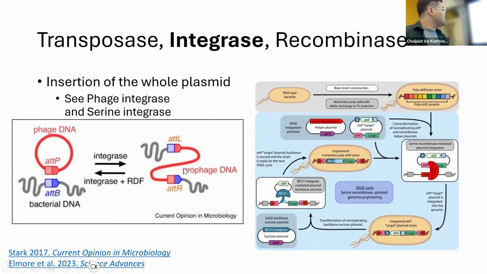And with these tools, if you use phage integrase or serine integrases, you can actually make a toolbox. This is called serine integrase assisted genome engineering, or SAGE. It's pretty interesting as well. It can be used in multiple organisms so far.